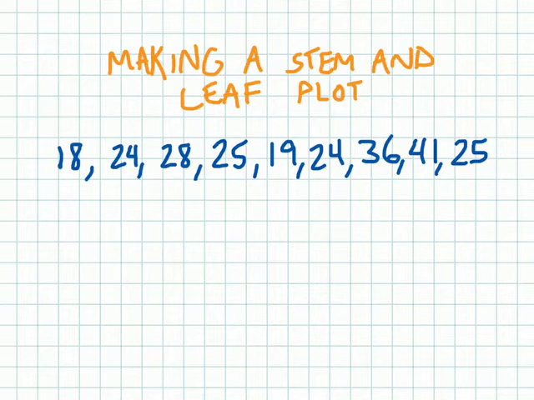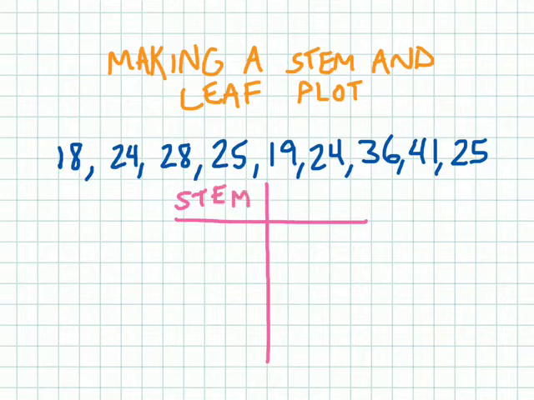If I want to put that into a stem and leaf plot, I'm going to start by drawing this standard T shape. And just like any graph, I'm going to be trying to do it neatly, so you're going to notice that I'm putting my lines on the lines, and the left side is always the stem, and the right side is the leaf. That's where the name stem and leaf comes from.